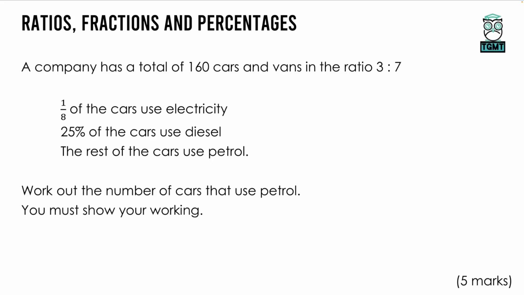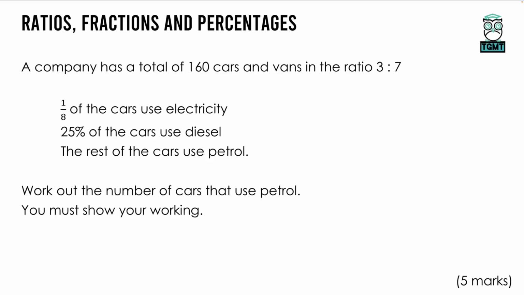In some questions, we may have ratios, fractions, and percentages. And here is a good question here, and they do tend to be a little bit wordy. It says a company has a total of 160 cars and vans in the ratio 3 to 7. It says 1/8 of the cars use electricity, 25% use diesel, and the rest use petrol. Work out the number of cars that use petrol.